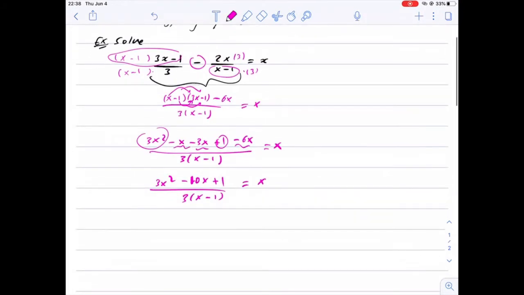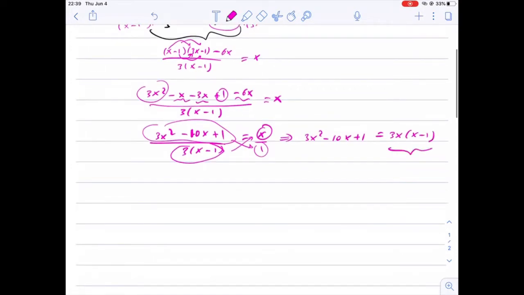Now, after getting a common denominator, we use cross multiplication. We cross multiply the expressions because we have a fraction on the left-hand side and some expression on the right-hand side, so we can use this technique. So we multiply this numerator by the denominator of the right-hand side. So we have 3x squared minus 10x plus 1 equals x, the denominator of the left-hand side by the numerator of the right-hand side. So we get 3x times (x minus 1).